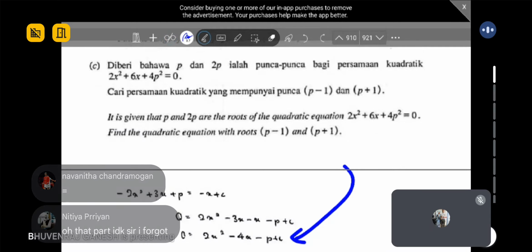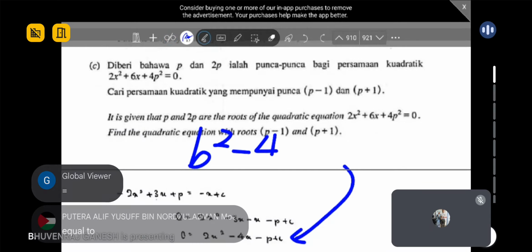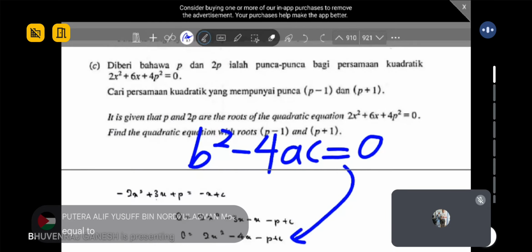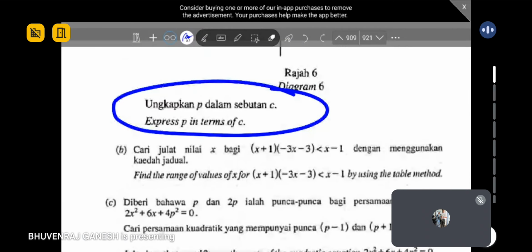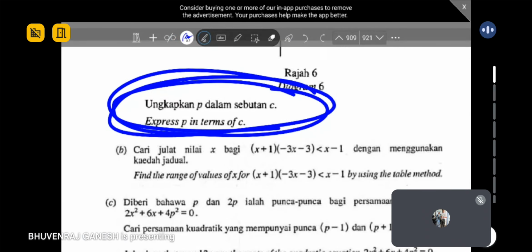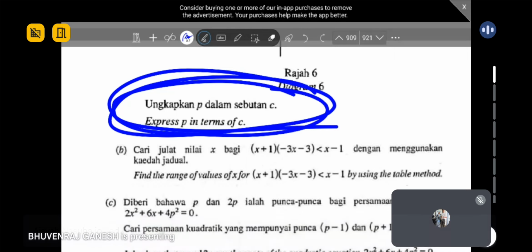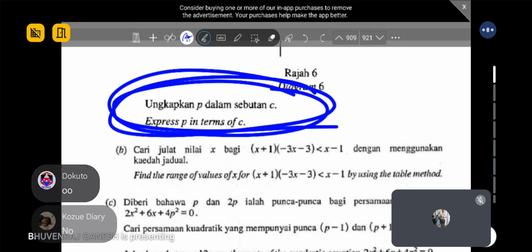Yes. Okay, equal to zero, guys. B squared minus 4AC equal to zero. Okay, so why equal to zero? Because if you see the question carefully, does the question ask you for the range, guys? Adakah soalan tanya julat nilai P dalam sebutan C? Tak ada, kan? The question never asks you for the range of P in terms of C.